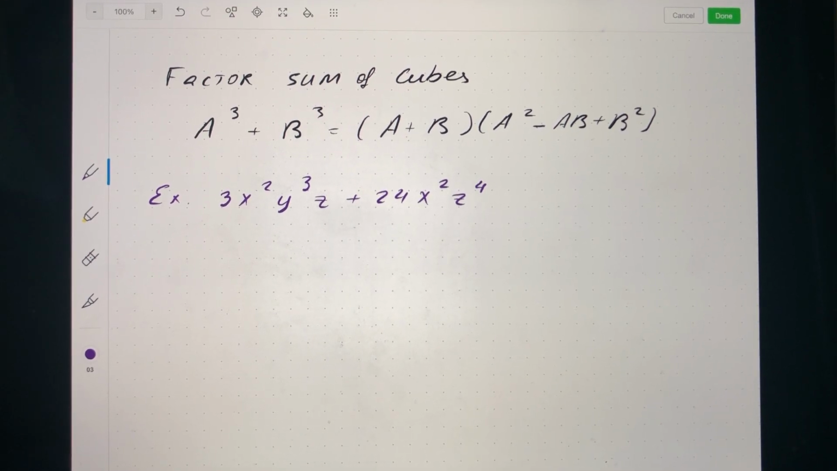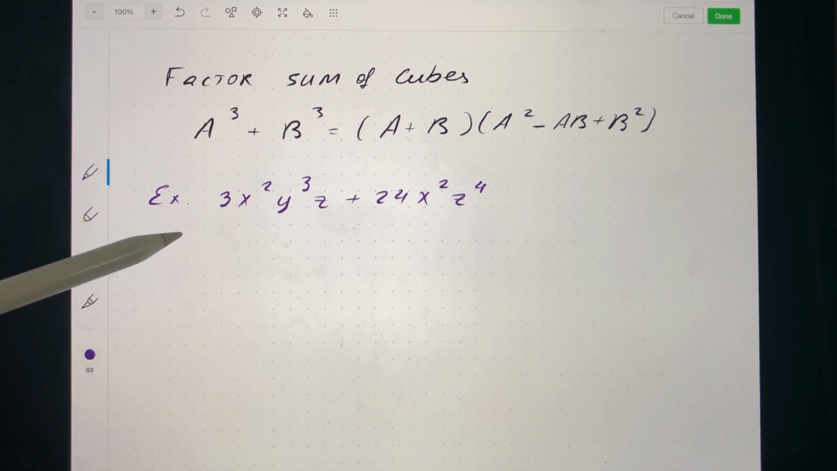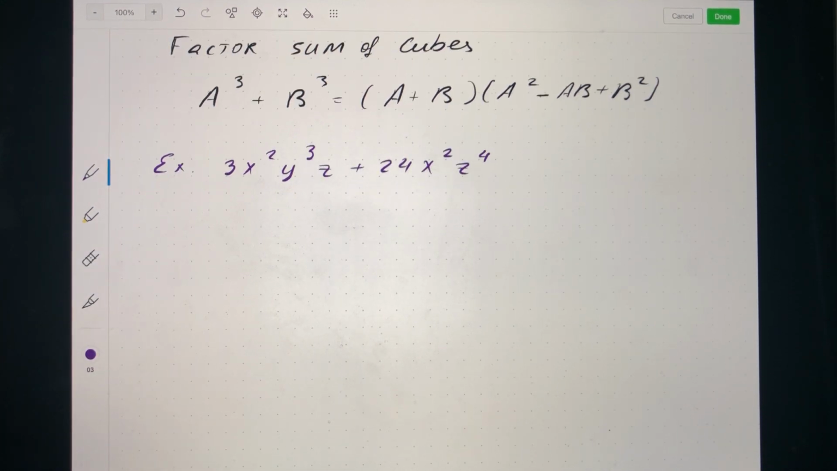Hello, in this video let's talk about factoring the sum of cubes. So here is an example. It's a little bit unclear at the moment to see if that's any formula at all. So the first step to do is to factor out the GCF, the greatest common factor, and that'll tell us if there is anything else that we can do.